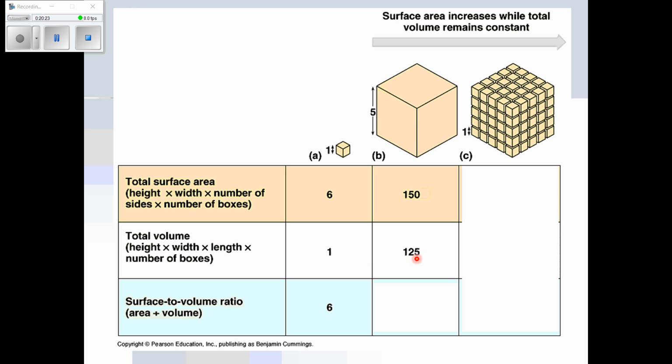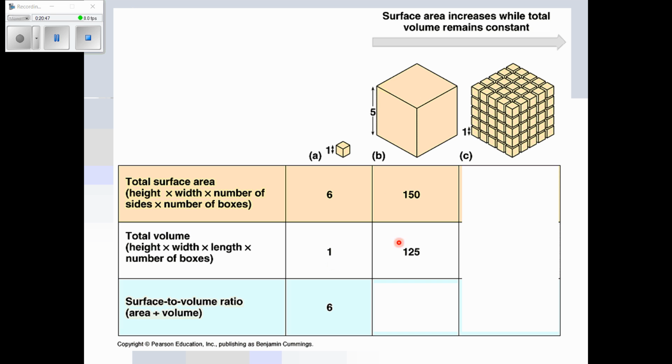How much did the volume grow? How much larger is this number, 125, compared to this number? It's a big difference, right? 125 is 125 times greater than the original volume of 1. So what does that mean?